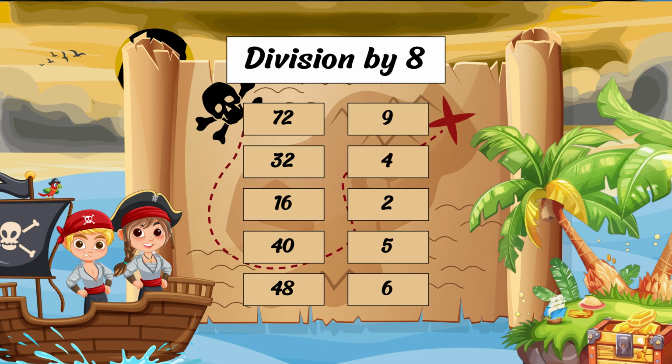The solutions are 72 divided by 8 equals 9, 32 divided by 8 equals 4, 16 divided by 8 equals 2, 40 divided by 8 equals 5, and 48 divided by 8 equals 6.